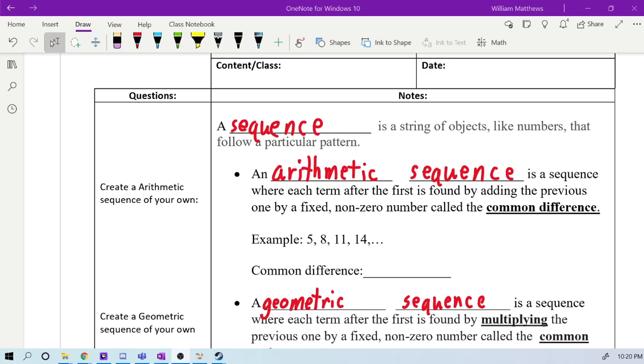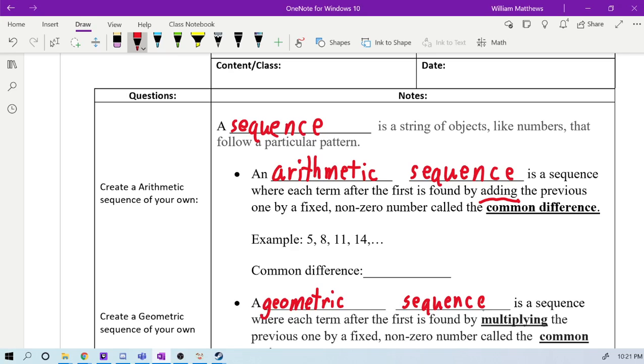Today we'll be learning about two special sequences. Just to start off with, a sequence is a string of objects like numbers that follow a particular pattern. As I stated, we're going to be going over special sequences, and these are going to be dealing with patterns of numbers. Our first one, our arithmetic sequence, is a sequence where each term after the first is found by specifically adding to the previous one a fixed non-zero number called the common difference.